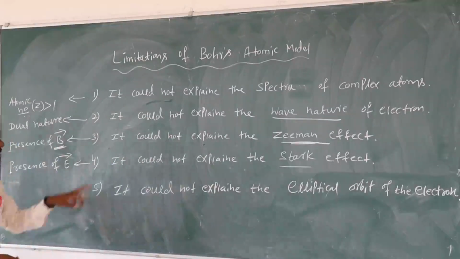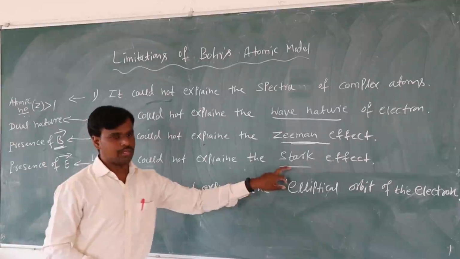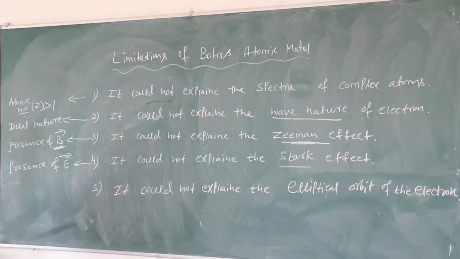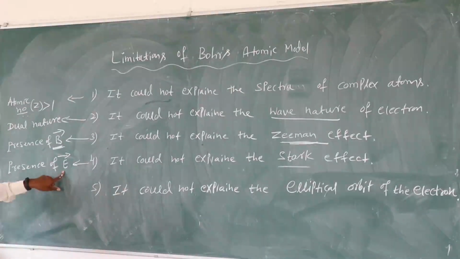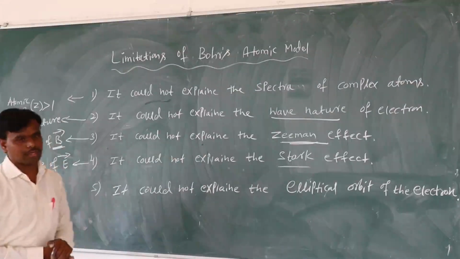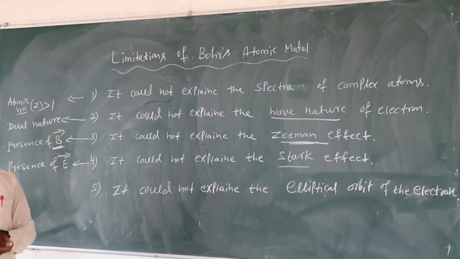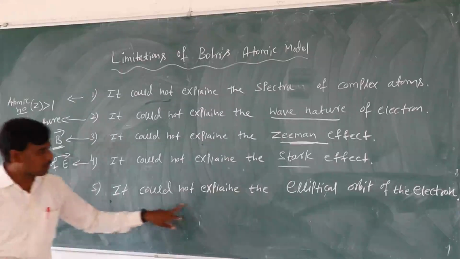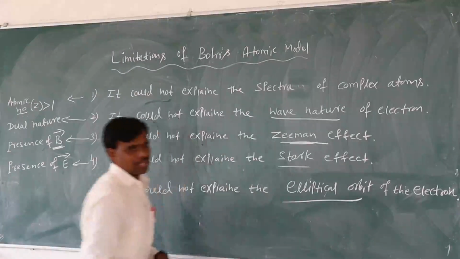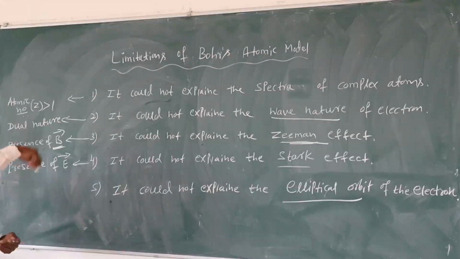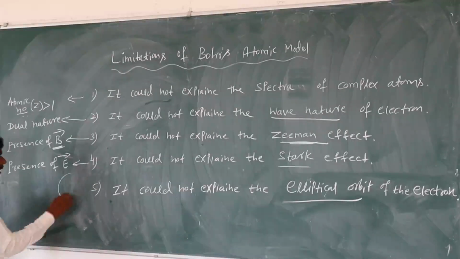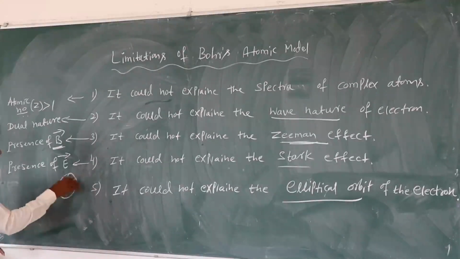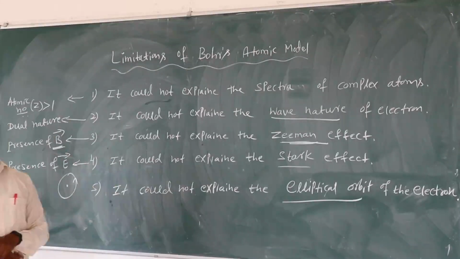The fourth limitation is it could not explain the Stark effect. Stark effect is the process in which a single spectral line is split into a number of spectral lines, but in the presence of an electric field. That could not be explained by using the Bohr atomic model. The last limitation is it could not explain the elliptical orbit of the electron. Nowadays we know that the electron revolves around the nucleus in an elliptical orbit, but according to Bohr, the electron revolves around the nucleus in a circular orbit. That is also one of the limitations of the Bohr atomic model.